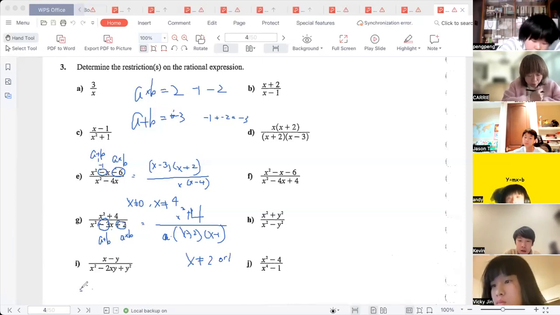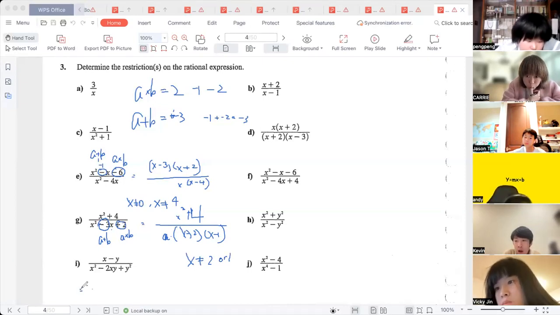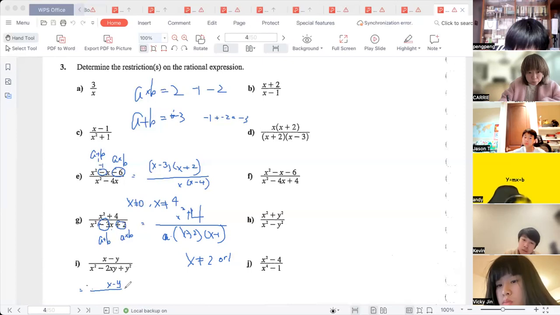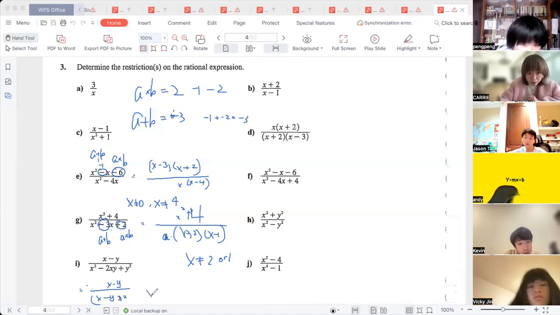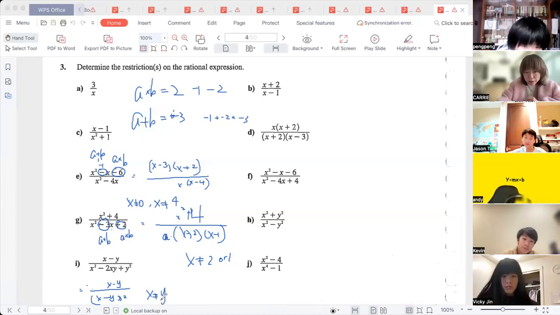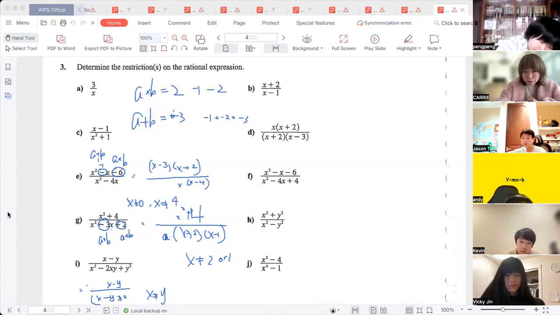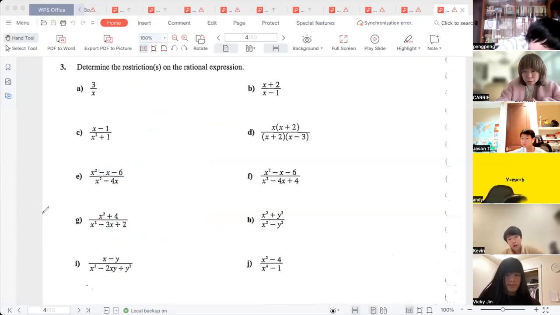Okay, last one. Pin, can you do that? The bottom is x minus y squared, right? Okay, so what is the restriction? X cannot equal y. Get it, everybody? So you cannot make the denominator 0.